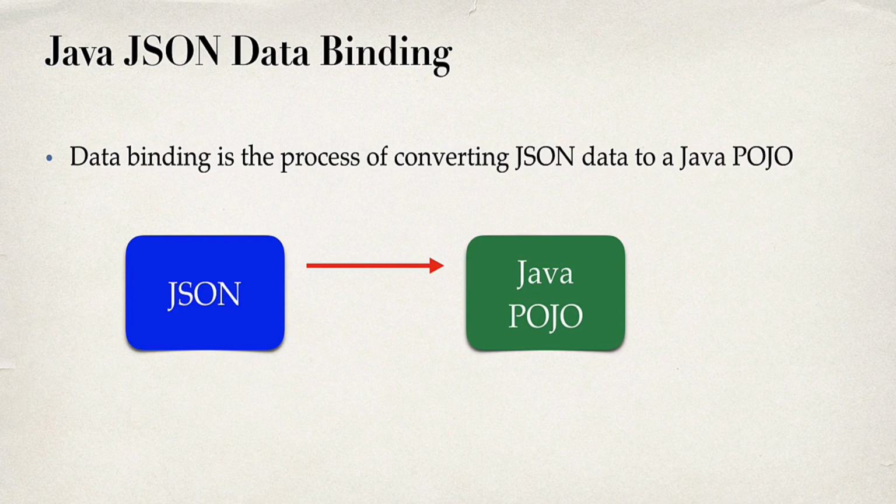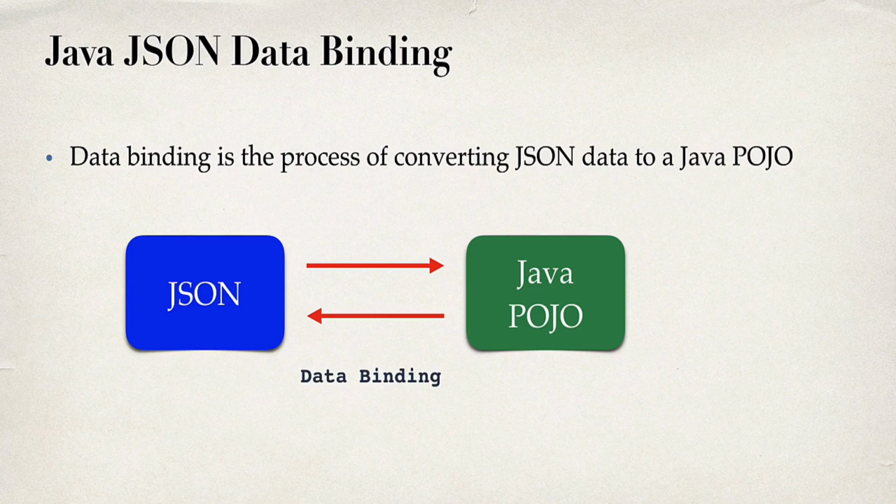It'll read the contents of that JSON string or file and then populate the Java object with that given data. Or you can go the other way. You can start with the Java POJO and then send it down to an actual JSON string or JSON file. Now, this whole process is called data binding.